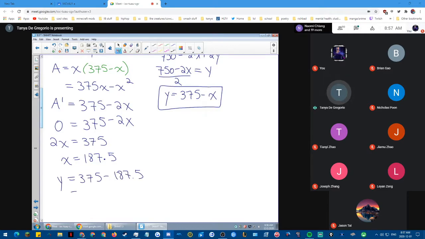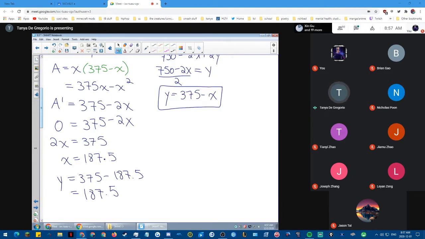And surprise, surprise, it's the same value. Are you surprised? Why are you not surprised? Yes, squares are always optimal. We know that to get the maximum area of a rectangle, it will always be a square. Good. What about if you want to minimize perimeter?